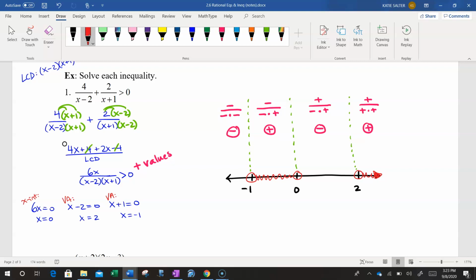And we always write our answer in interval notation. So our final answer for this problem is going to be from -1 to 0 in union with 2 to infinity. And I find that's a lot easier to do, the sign test, or testing values, versus having to do it graphically, because these aren't always the easiest functions to graph. All right, let's try the next one.